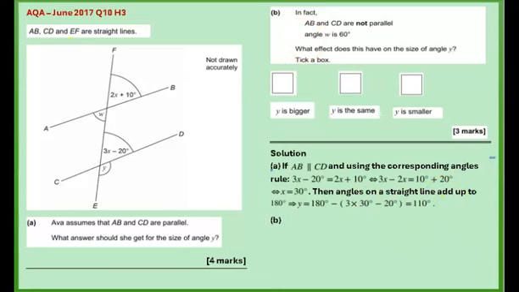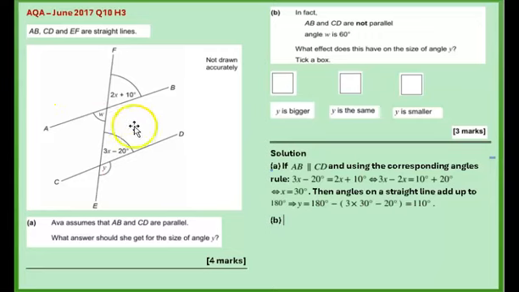Now, in part B, we are told that in fact AB and CD are not parallel, but we are given angle W as 60 degrees. We are asked what effect this has on angle y. Is it bigger? Is it equal? Or is it smaller? So we are going to answer that question.